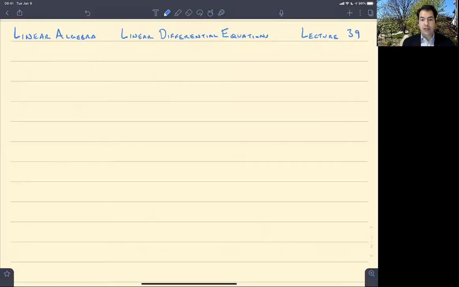This is lecture 39. We'll be talking about linear differential equations. So, last time, we talked about the Jordan canonical form. This is the next best thing to diagonalizing a matrix. Every matrix, when you're working with complex coefficients, is similar to a matrix that is in Jordan canonical form. If the matrix is diagonalizable, then the Jordan canonical form is the corresponding diagonal matrix.